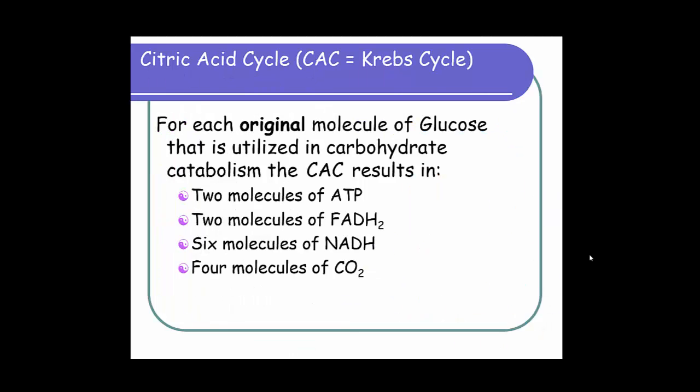So for each original molecule of glucose, because remember you get 2 pyruvic acids, therefore 2 acetyl-CoAs, that is utilized in carbohydrate catabolism, the citric acid cycle results in 2 molecules of ATP, 2 molecules of FADH2, 6 NADHs, and 4 molecules of CO2 as a waste product.